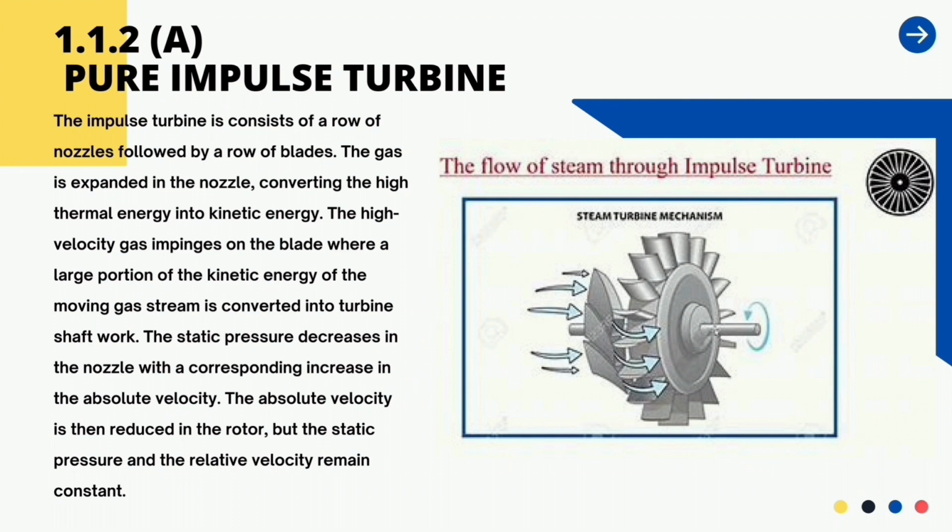The static pressure decreases in the nozzle with a corresponding increase in the absolute velocity. The absolute velocity is then reduced in the rotor, but the static pressure and the relative velocity remain constant. As you can see in the picture, the steam turbine machine shows the flow of steam through an impulse turbine.